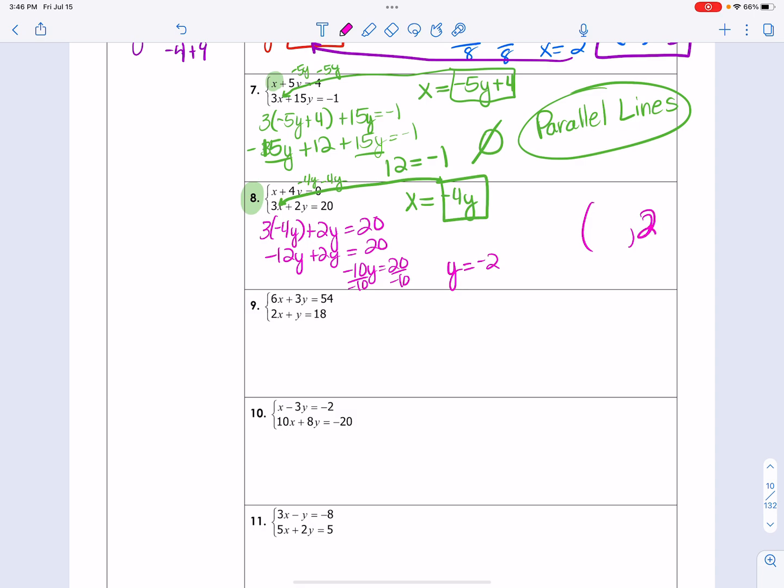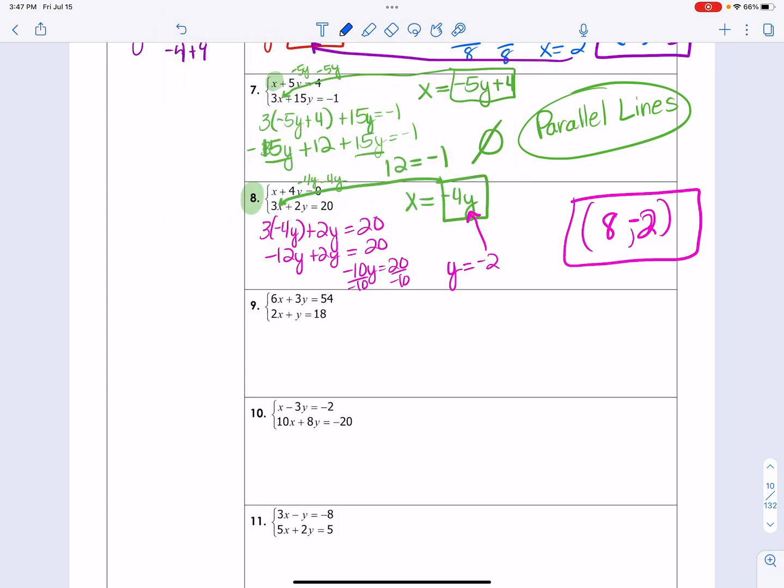So that's my second value in my coordinate, a negative 2. I'm going to take that negative 2 and put it in here. I don't really need to write this down. Negative 4 times a negative 2 is 8. And I'm done.